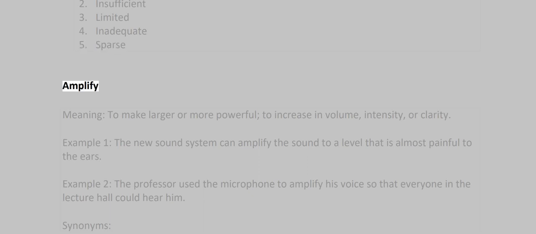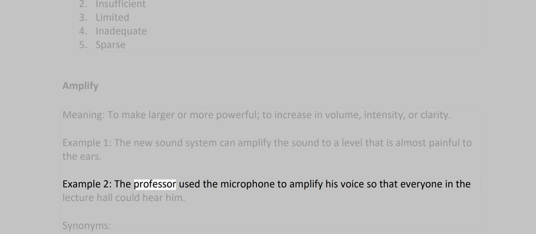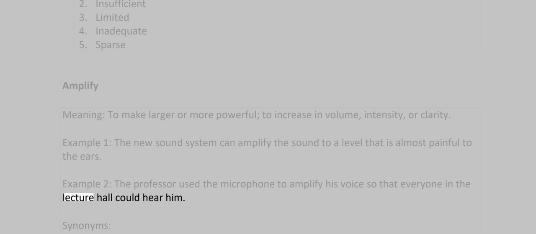Amplify. Meaning: to make larger or more powerful, to increase in volume, intensity, or clarity. Example 1. The new sound system can amplify the sound to a level that is almost painful to the ears. Example 2. The professor used the microphone to amplify his voice so that everyone in the lecture hall could hear him.